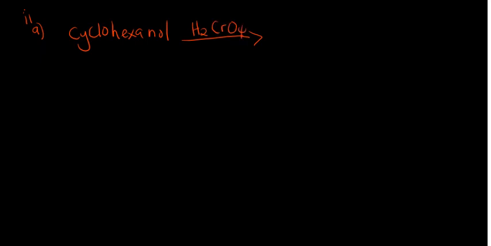Part 2. So we were given the cyclohexanol, the structure of cyclohexanol, draw it. They reacted it with Jones reagent, H2CrO4, to form product A. So let's draw cyclohexanol, the secondary alcohol mechanism.